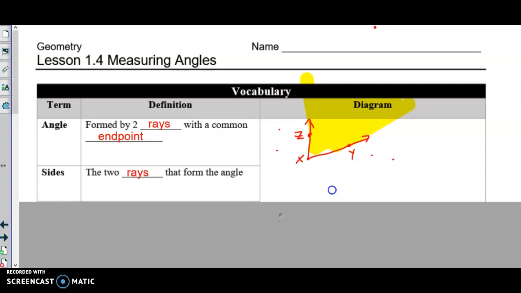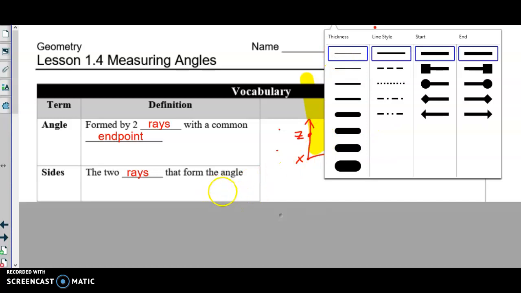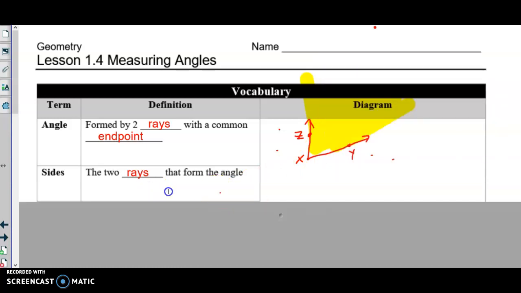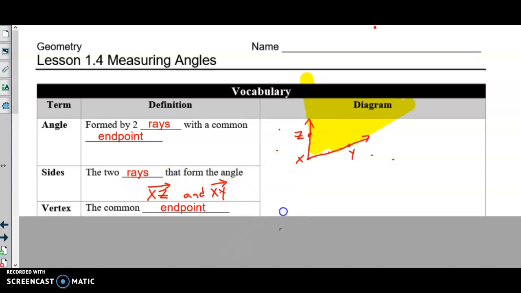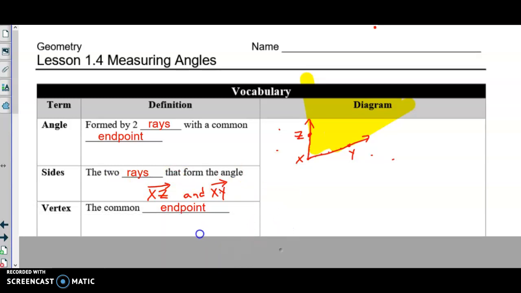The sides of the angle are the two rays that form it. So the sides of this angle would be ray XZ. Remember, we always put the endpoint first for a ray, and ray XY. We call those the sides of the angle. And any point on either of those rays would be what we call a point on the angle. The vertex is the common endpoint, so in this case, point X is the vertex.